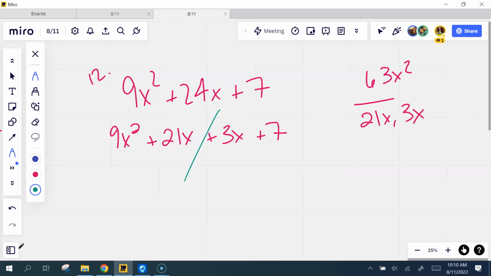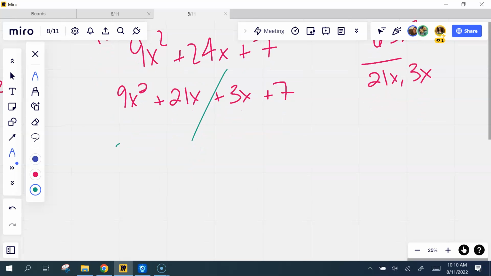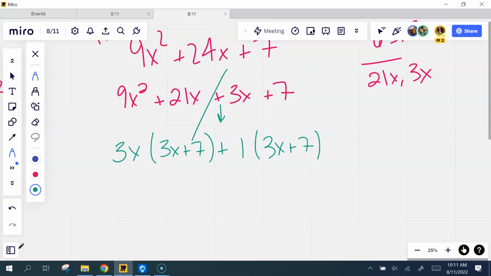Slash, GCF of the first two: 3x. What's left? Middle sign stays. GCF of the last two: 7. What's left? Of course, itself. So this factors as 3x plus 7, 3x plus 7. What else? Are we good? Yes.